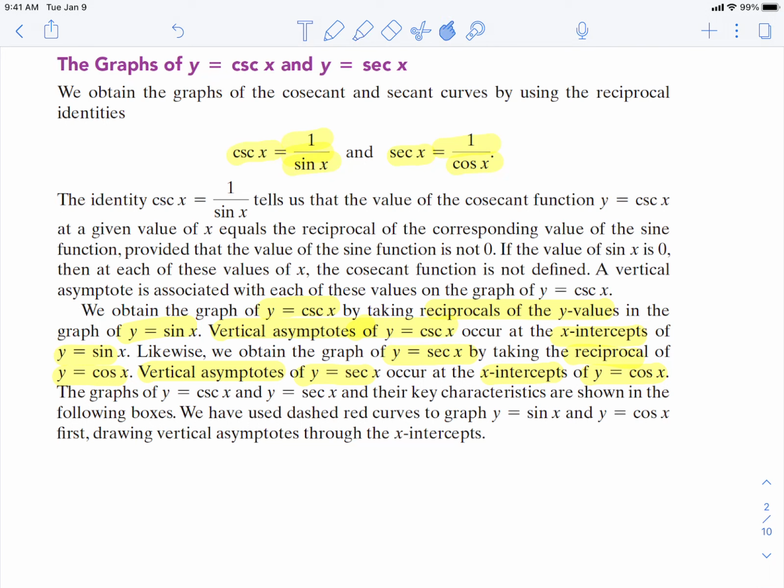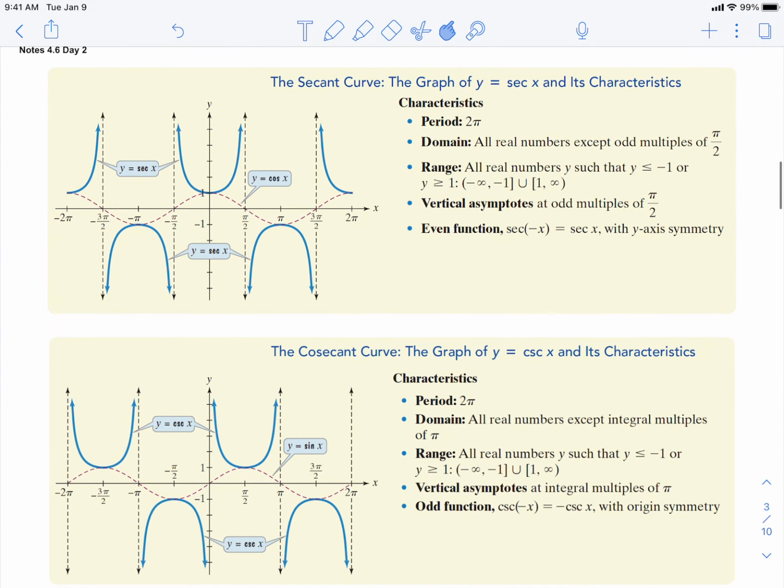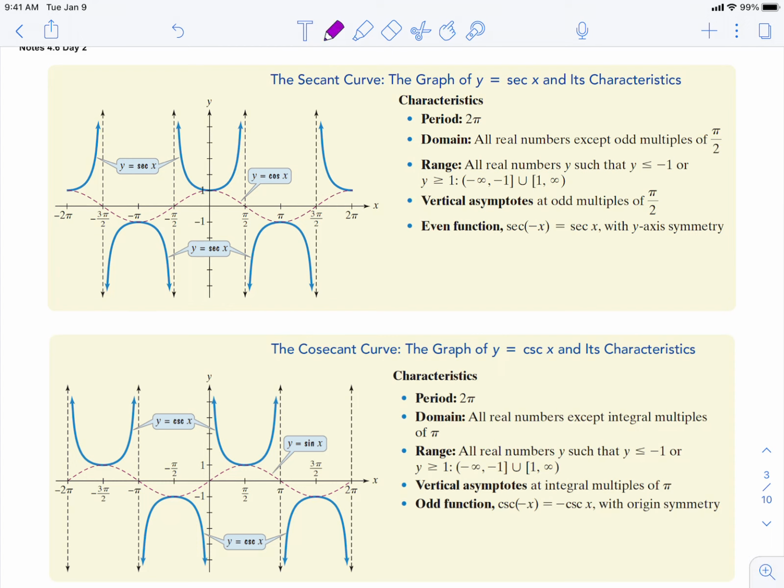So we're going to go ahead and look at the characteristics of our secant of x and cosecant of x. So for y equals the secant of x, the period is going to be 2 pi. The domain is all real numbers except for odd multiples of pi over 2. That's where you're going to have vertical asymptotes. Your range of values are going to be y less than or equal to -1 or y greater than or equal to 1. Your vertical asymptotes will be at odd multiples of pi over 2. This function is an even function and has symmetry about the y-axis.